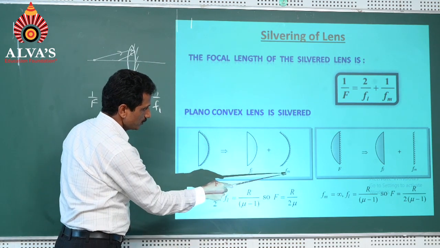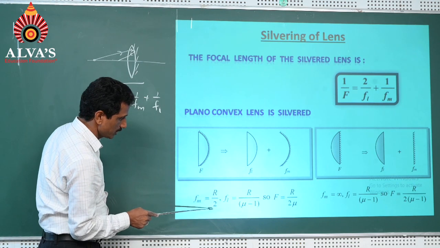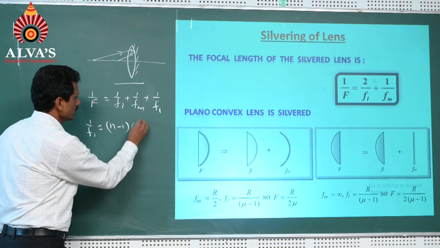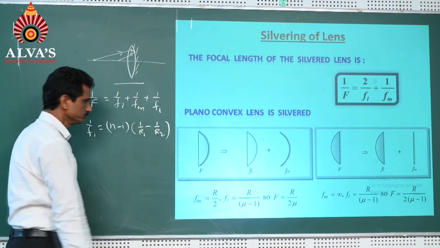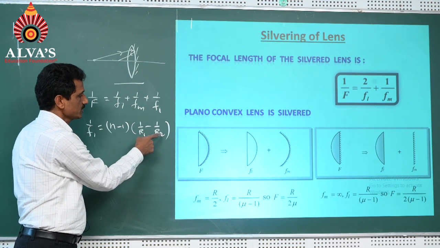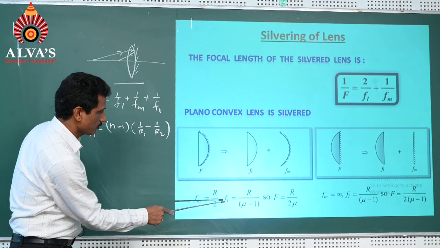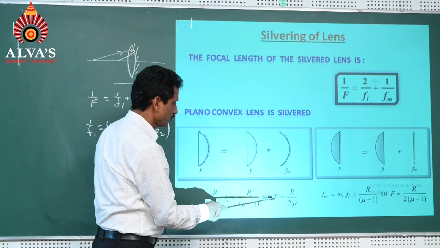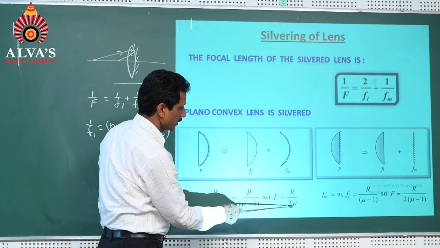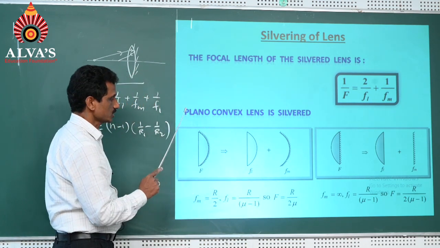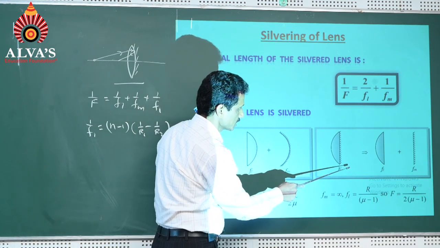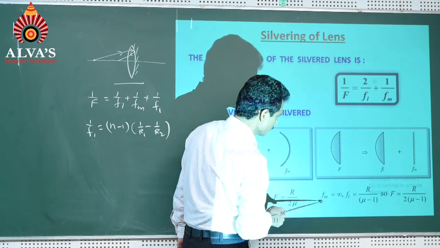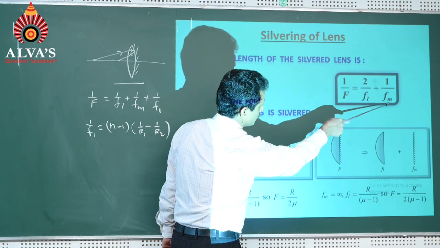For this, fm is r by 2. f1 is from lens maker's formula, 1 by f1 is equal to n minus 1 into 1 by r1 minus 1 by r2. 1 by r2 is for plane surface, infinity, so 1 by r2 is 0. Therefore, f1 is r divided by n minus 1, n or mu, one and the same. Therefore, if you take these two, you will get f is r by 2 n for curved surface silvered. If plane surface is silvered, plane mirror, focal length of the plane mirror is infinity, fm is infinity, 1 by fm is 0.